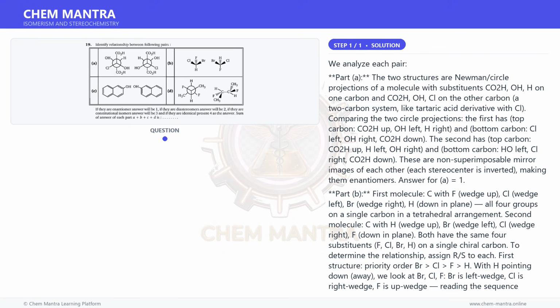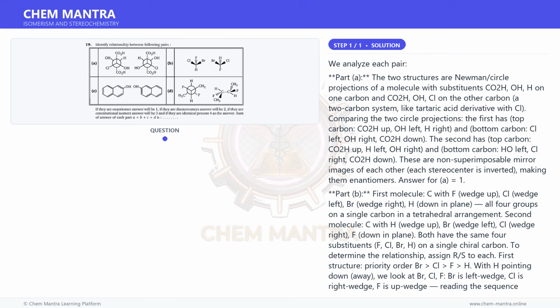To determine the relationship, assign R/S to each. First structure, priority order Br, Cl, F, H. With H pointing down, away, we look at Br, Cl, F. Br is left wedge, Cl is right wedge, F is up wedge, reading the sequence Br, Cl, F in space. After determining configuration carefully, these two structures represent the R and S enantiomers of CHFClBr. They are enantiomers. Answer for B is equal to 1.